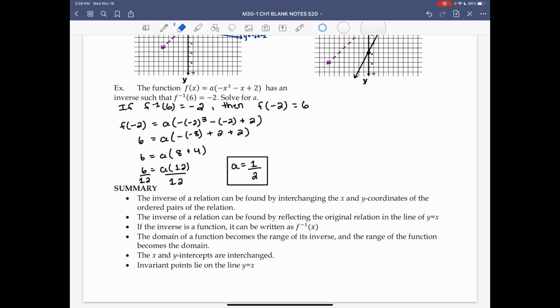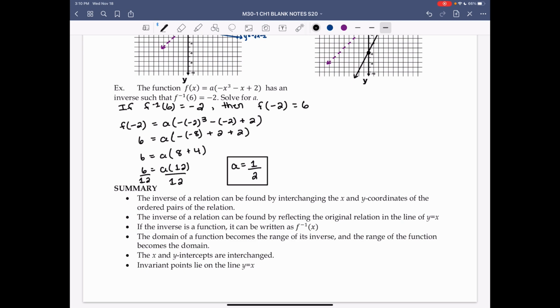Summary. The inverse of a relation can be found by interchanging the x and y coordinates of the ordered pairs of the relation. The inverse of a relation can be found by reflecting the original relation in the line y equals x. If the inverse is a function, it can be written as f inverse of x. The domain of a function becomes the range of its inverse, and the range of the function becomes the domain of its inverse. The x and y intercepts are interchanged.